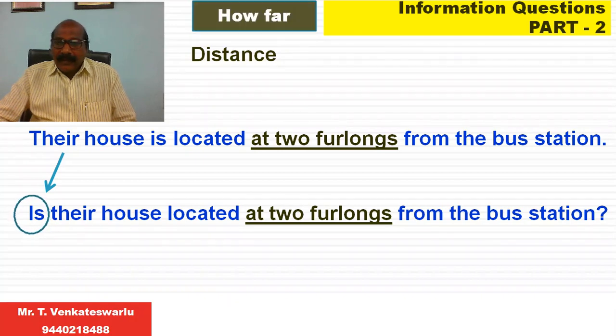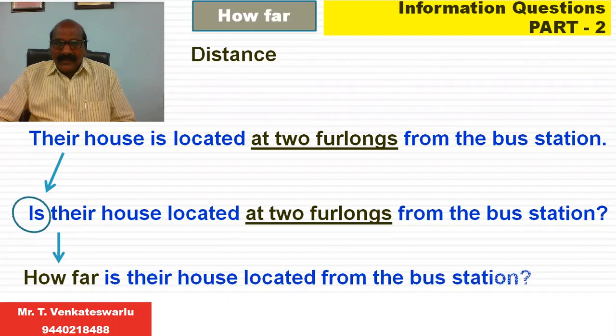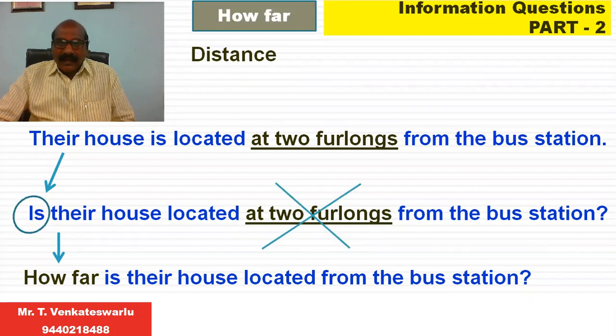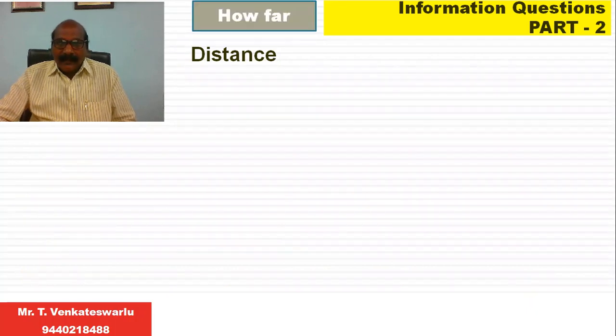And the underlined part, at 2 furlongs, refers to some distance. So we should use how far at the beginning. How far is their house located from the bus station? Let's have a look at the other example.